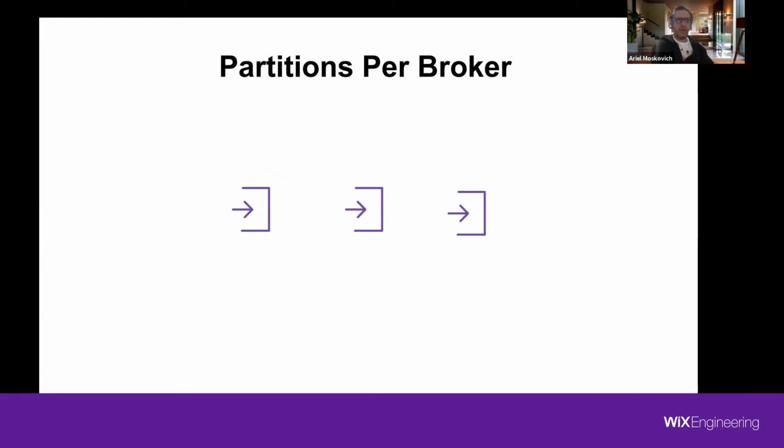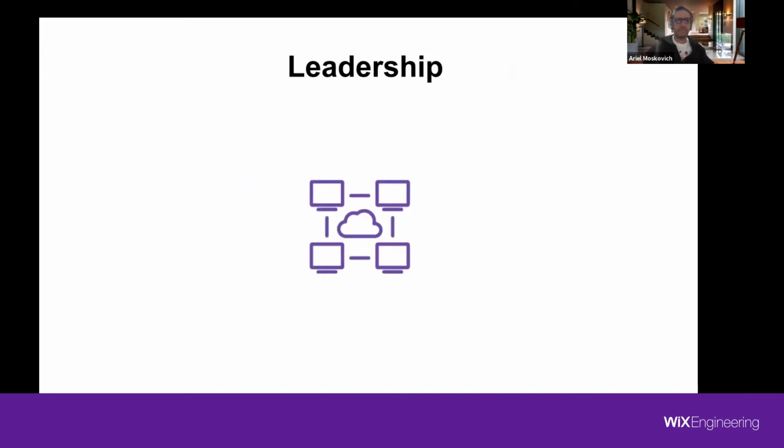This will create a scenario where some brokers will do more work than the others, will hold more data than the others. We will produce to them more, we will consume more from them, we will replicate more data to them. So this will cause an unbalanced cluster. So we want to make sure that the partition count per broker will be very close between the brokers.